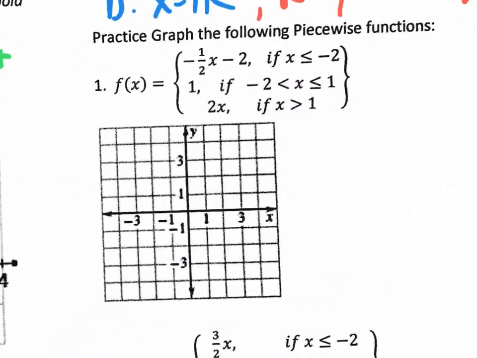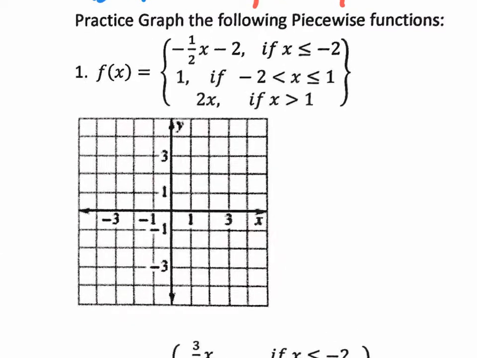Okay, now let's practice graphing piecewise functions. So let's graph this piecewise function that we call f of x, and it has 3 pieces to it. So you gotta imagine, let's call this first one, I want to do it in blue, y equals negative 1/2 x minus 2. So where would this cross the y-axis? At negative 2. Everybody put a dot at negative 2.